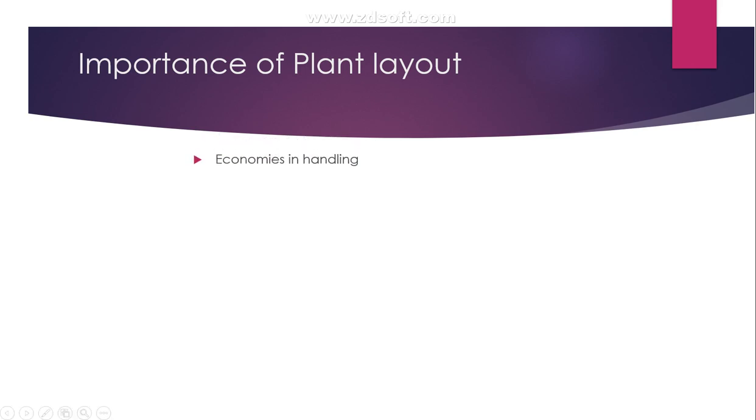Economies in handling. Nearly 30 to 40% of the manufacturing costs is accounted for by materials handling, so every effort should be made to cut down on these costs. Long distance movements should be avoided and specific handling operations must be eliminated. Designing the plant layout in an efficient way would reduce the distance traveled or the movements of materials during the production process, which will help us eliminate the unnecessary costs involved in handling materials.